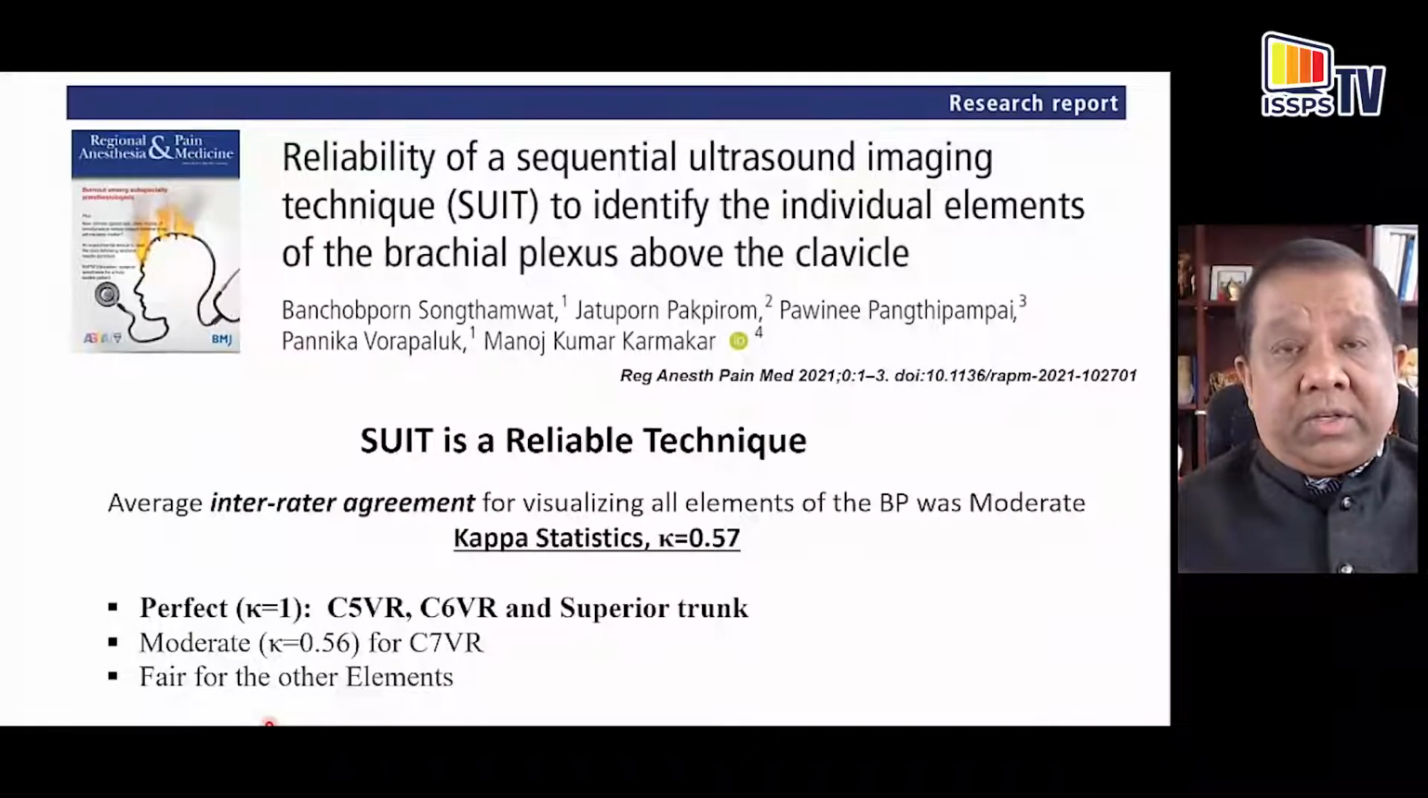We've also demonstrated that SUIT is a reliable technique when you look at inter-rater agreements. The inter-rater agreement of kappa was perfect for most of the superficial elements, as I alluded to, particularly the C5, 6, and the superior trunk, and it was moderate to fair for the other elements. This is not bad, given that this is a new technique that we are all becoming familiar with. With experience, I'm confident the results would be even better.